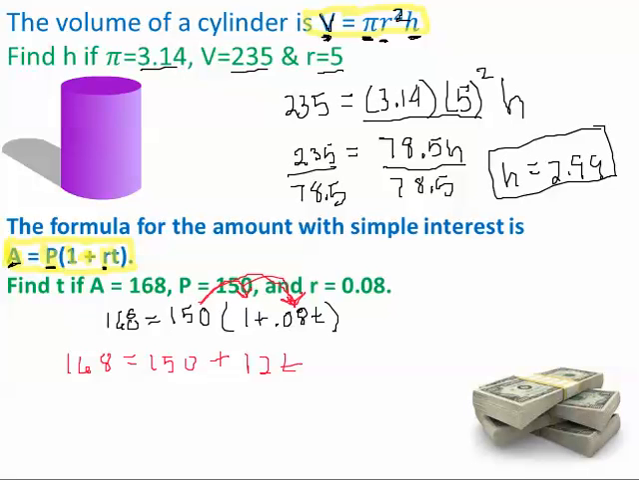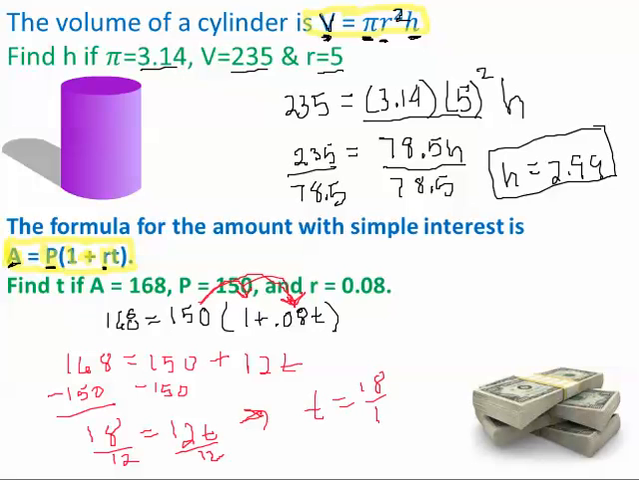Now I'm doing just a two-step equation, right? I have to get rid of the 150 on both sides, and 168 minus 150, I think I can even do that in my head, is 18, is that right? Yep. And 12T comes down. How do I solve for the T? Now divide by 12. And I have to go over here to say T is equal to 18 over 12, which I'll put into my calculator.